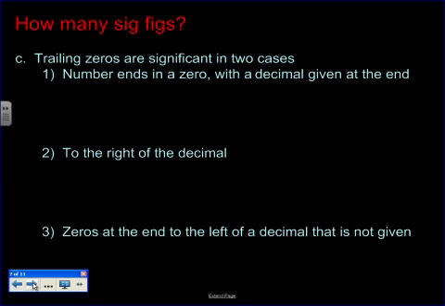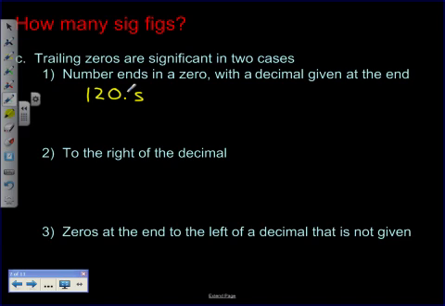So let's talk about these rules. Trailing zeros, that would mean zeros at the end of a number. Leading zeros are at the beginning, trailing at the end of a number. They're significant in a couple of cases, and you'll see that there are three things here. That's the case where they are significant.